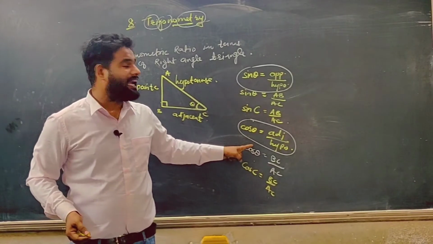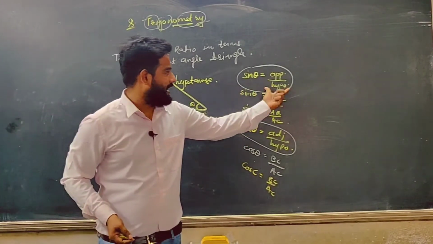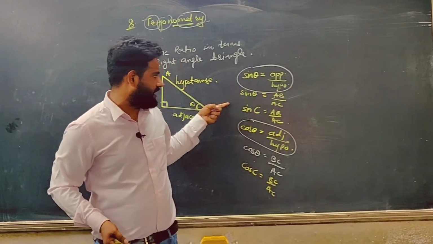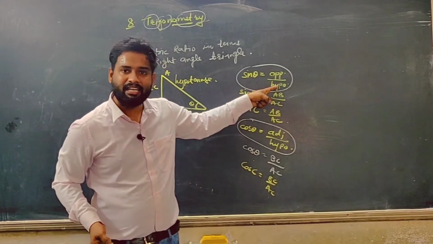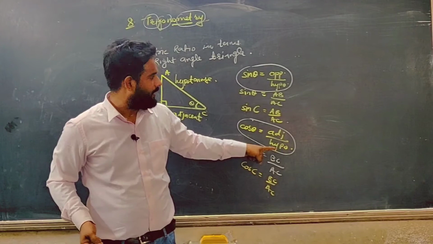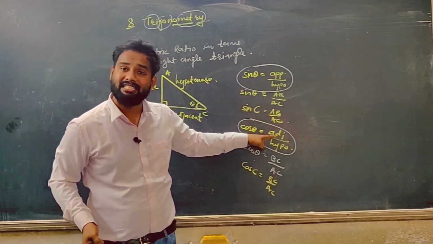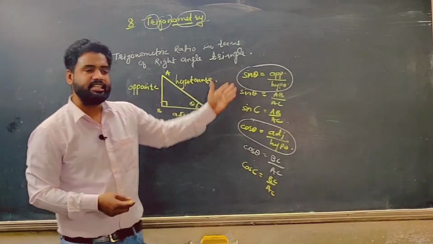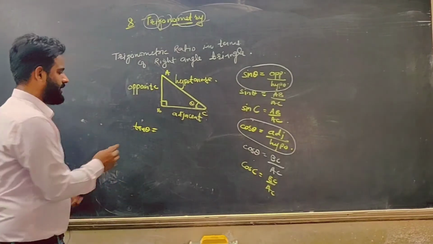What is that? Sine divided by cos. If I make a division here, this hypotenuse in the denominator and this hypotenuse in the denominator will be cancelled. And what is left? Opposite upon adjacent. So if you remember these two, it is much easier to remember tan theta.